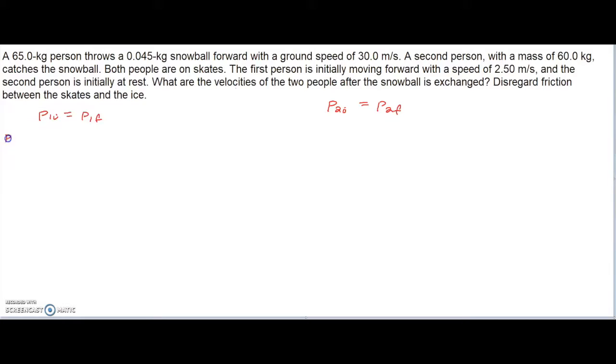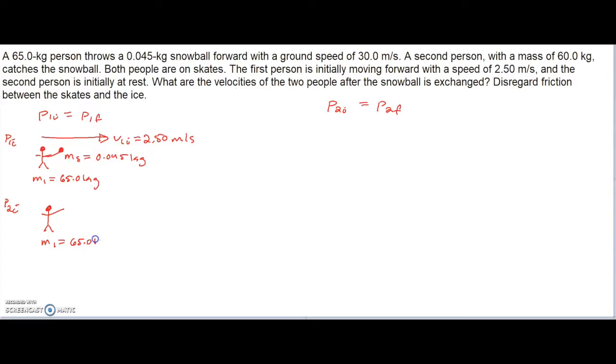So for the first collision between the first person and the snowball, the first person is holding the snowball, and they are both initially moving with a velocity of 2.5 meters per second. But then afterwards, the man throws a snowball. So now they have separate velocities. So the man is going at an unknown final velocity, but the snowball is going at a velocity of 30 meters per second.